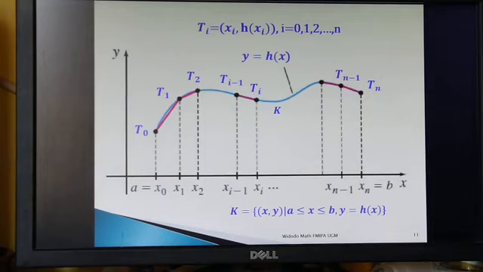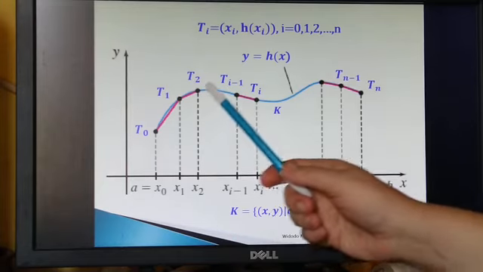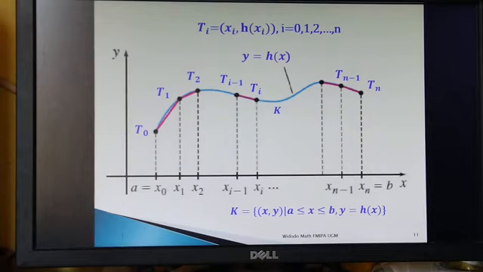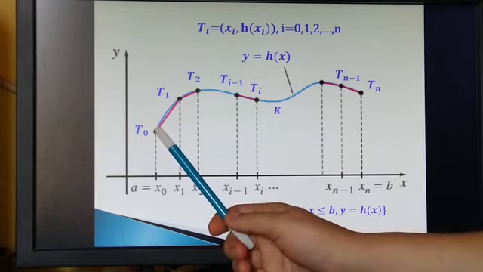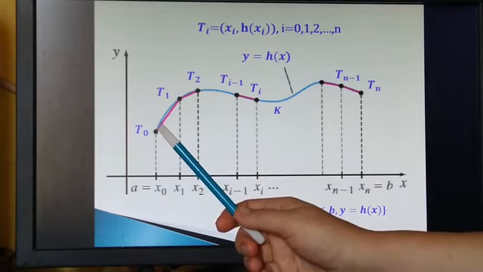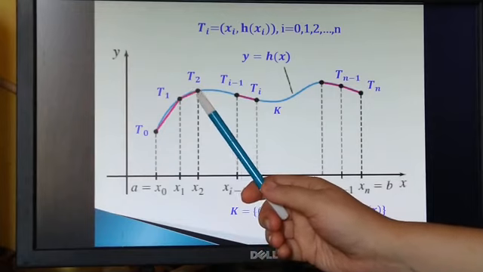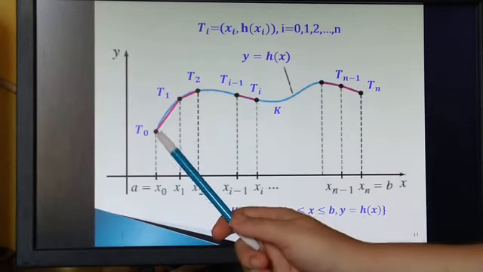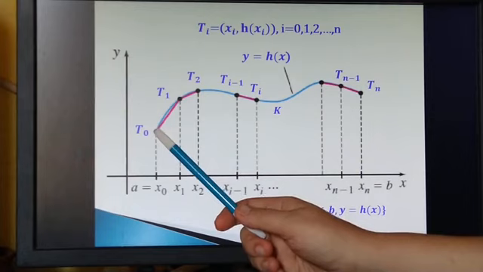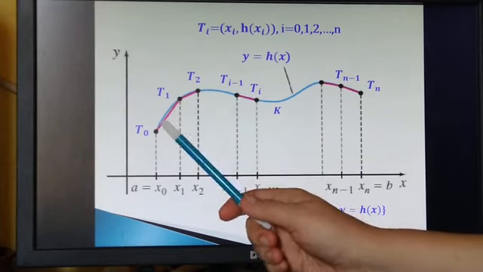And then we want to find the formula of the length of the arc K. How can we find that? We have to approach it. The blue one is approached by the red one, and so on. So in every piece here, we approach the curve by using the straight line.